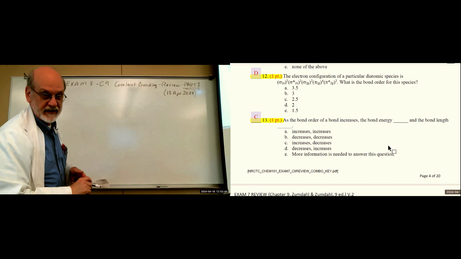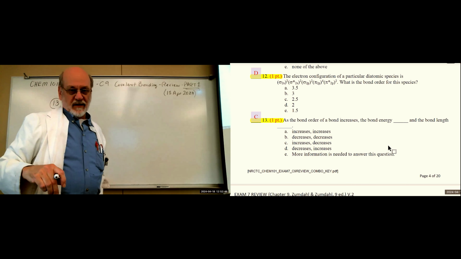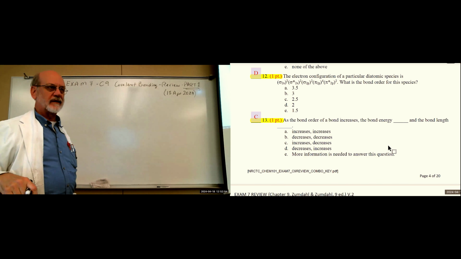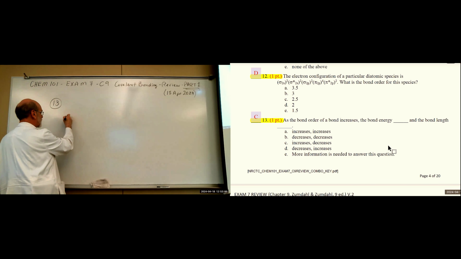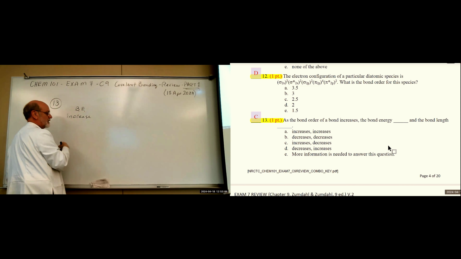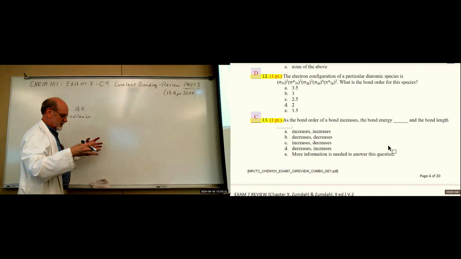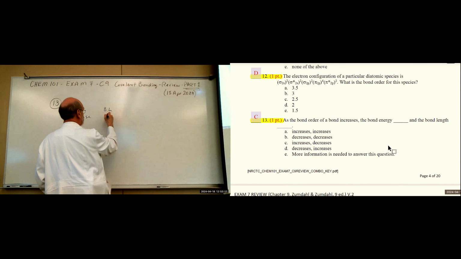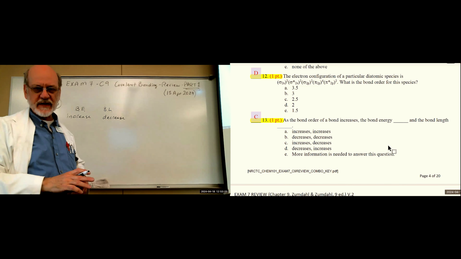Let's see. Well, 13. As the bond order of a bond increases, the bond energy does what? We increase the bond order, we increase the bond energy. So the first one is increase. And the second one is bond length. As you increase the strength of the bond, you draw the atoms closer together, so the bond length is decreased. So increase, decrease would be C.